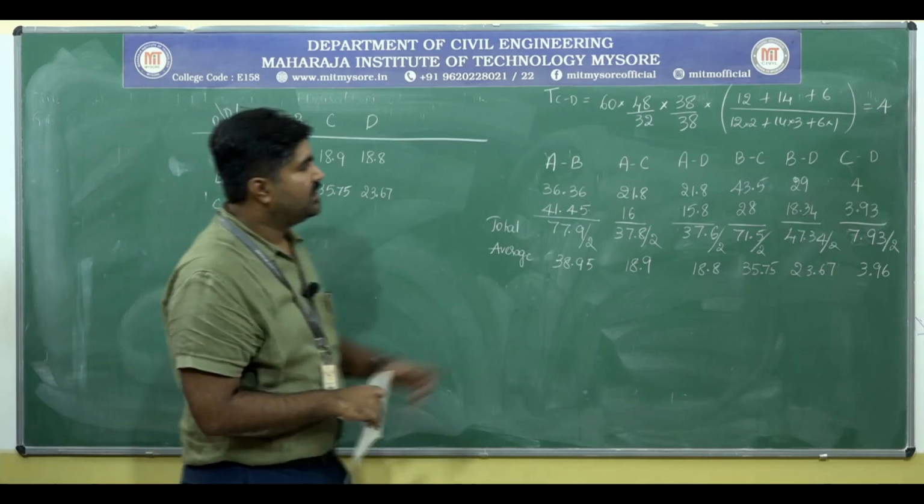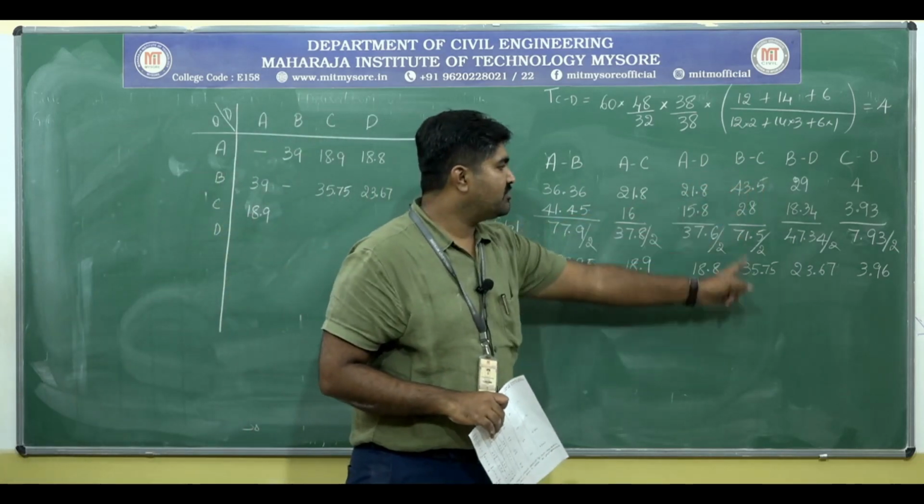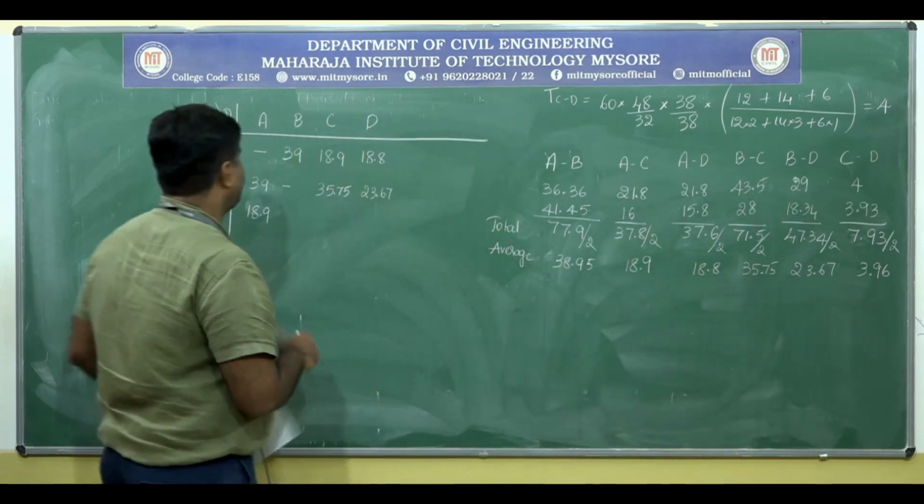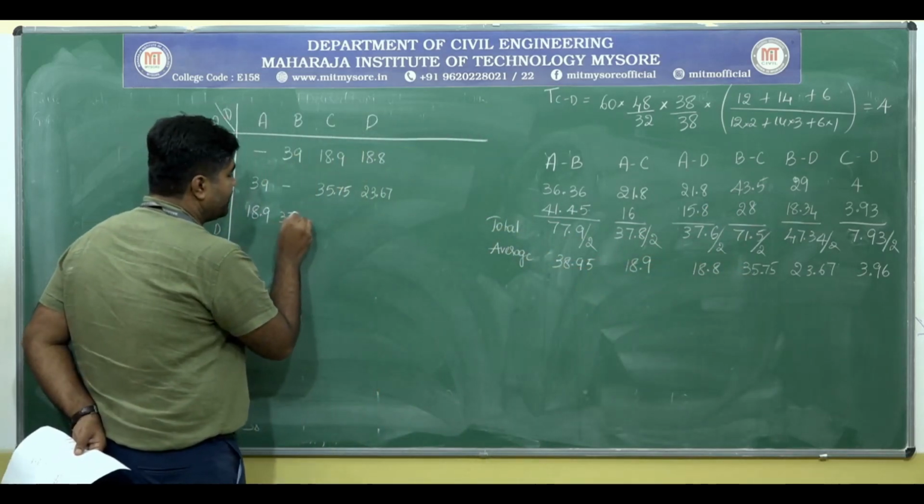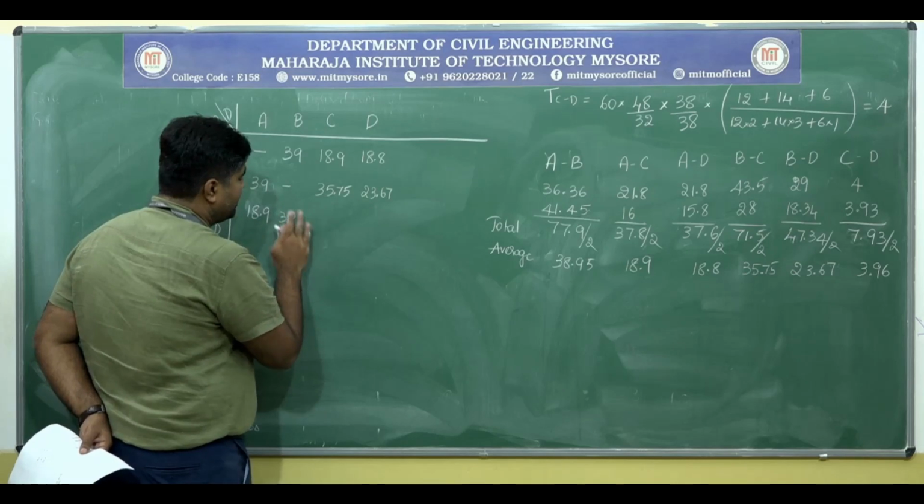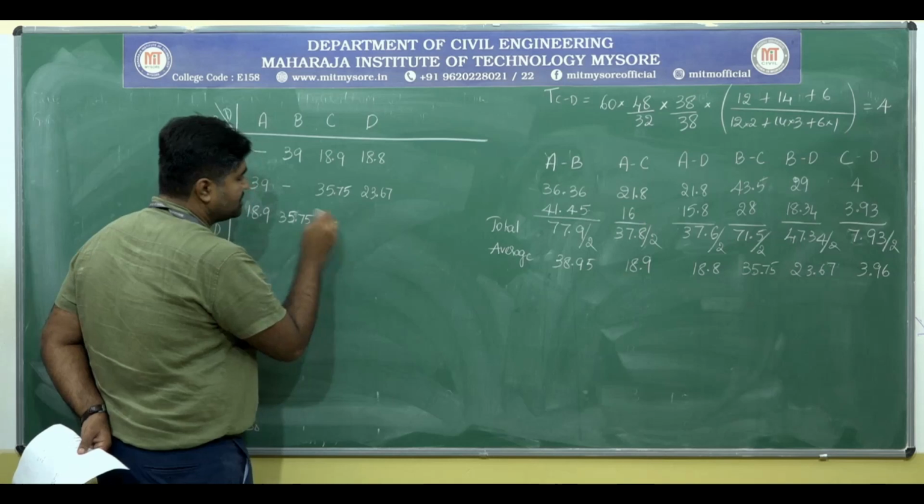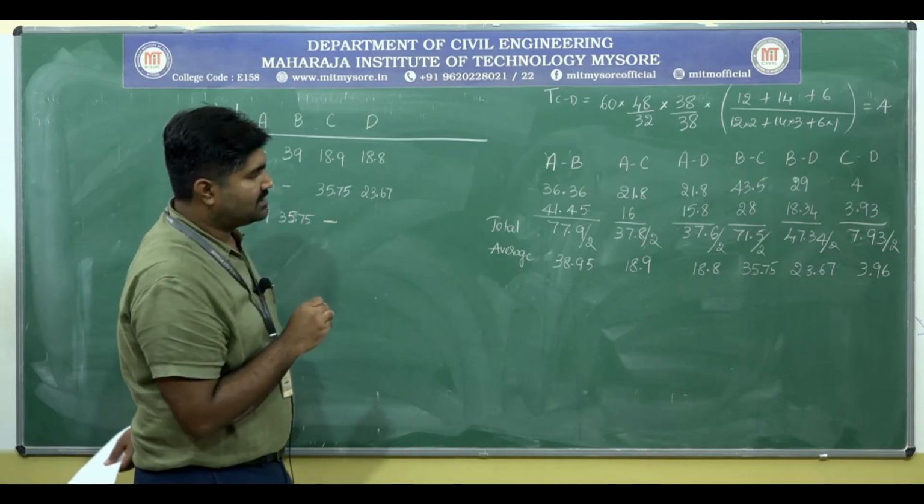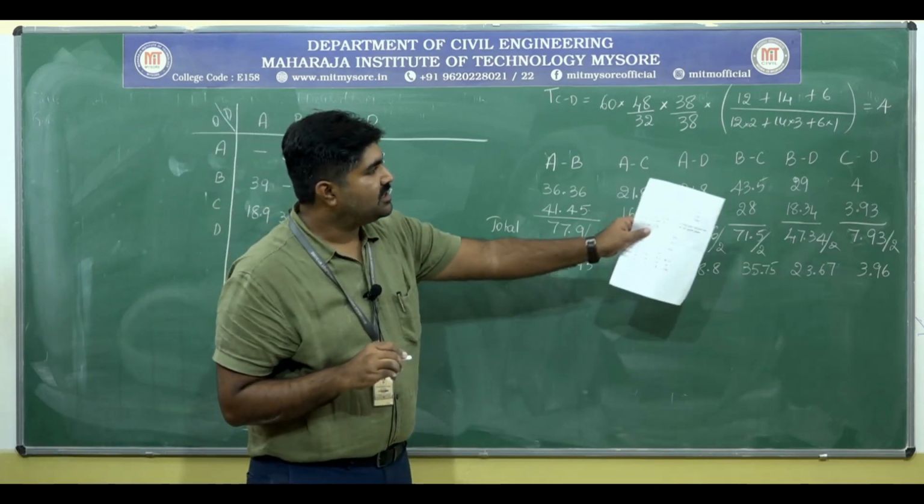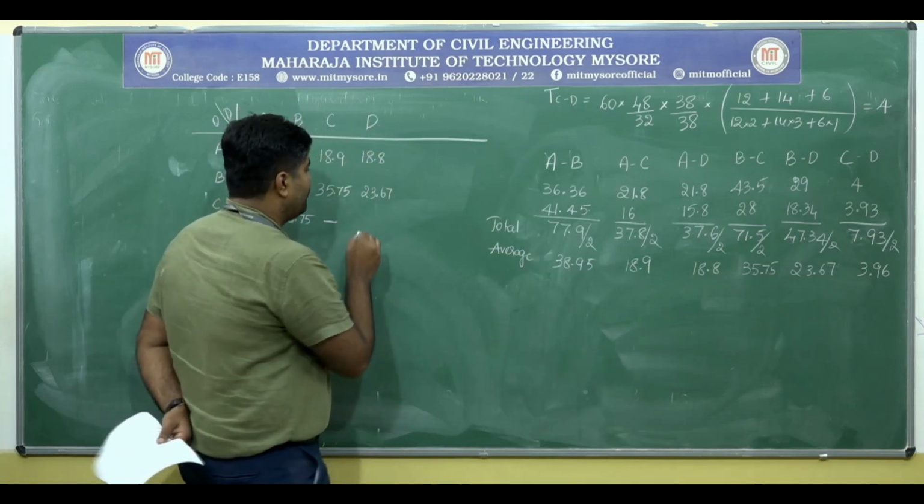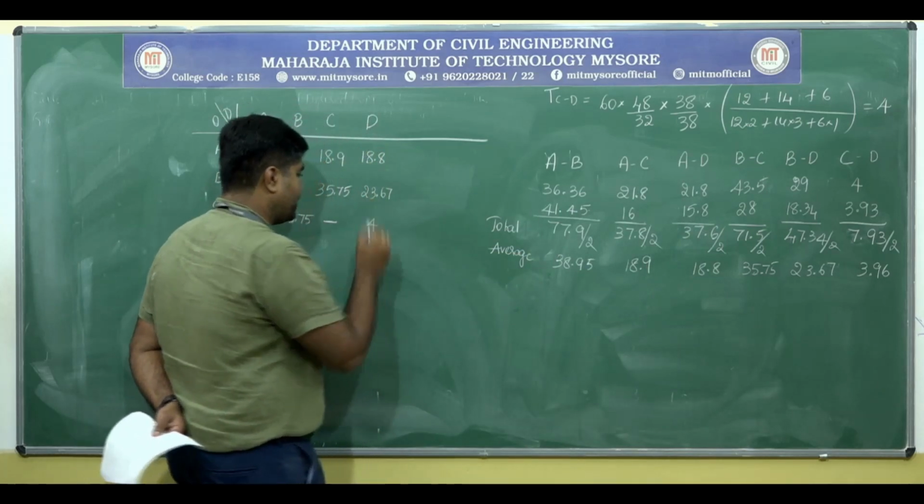C to B. B to C, what has come? C to B also will be same, 35.75. There is no difference between C to C. C to D, what has come? C to D we got 4. Enter that value.